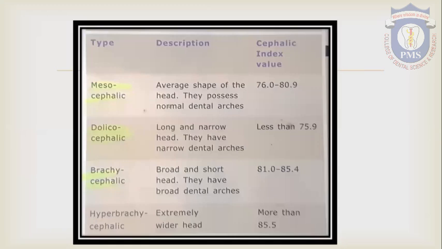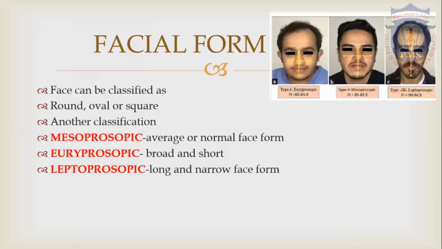Cephalic index comes between the value of 76 to 80.9. I hope you all can just memorize these values as they can be helpful. In case of a dolichocephalic, it is long and narrow head. They have narrow dental arches. So the cephalic index is less than 75.9. In case of brachycephalic, the patient has a broad and short head. They have broad dental arches. The cephalic index value is between 81 and 85.4. In case of hyperbrachycephalic, the patient has an extremely wide head and the cephalic index value is more than 85.5.